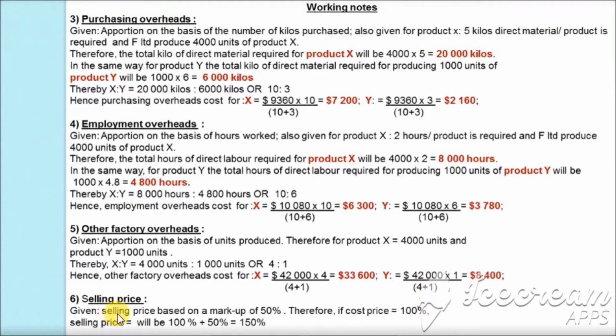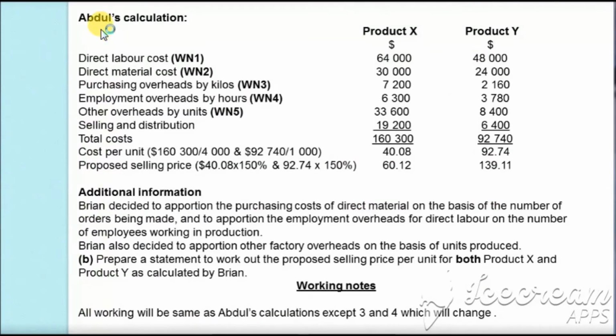Selling price, it is given that the selling price is based on the markup of 50%. We add the markup on the cost. Therefore, if we take the cost price as 100%, then the selling price will be 100% plus the markup of 50%, which will be 150%. With this, we did all the calculation required. Now let's make the statement of calculation done by Abdul.